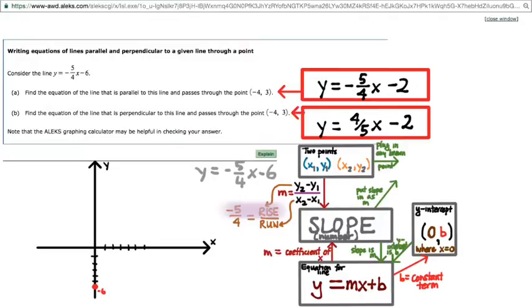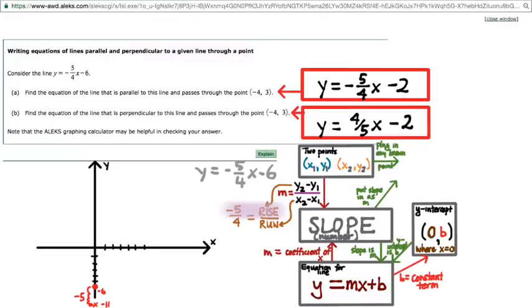Rising by negative 5 means counting 5 units downward in the y direction. So from my point at negative 6, I could count down 1, 2, 3, 4, 5, minus 5, down to a point on the y-axis, which would have a y-coordinate of negative 6 minus 5, or negative 11.